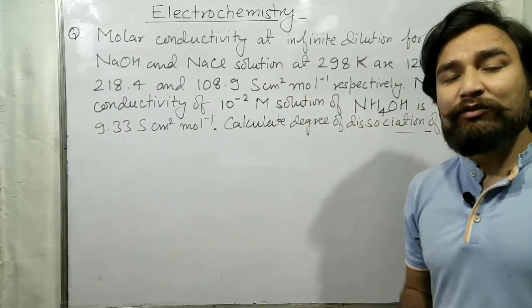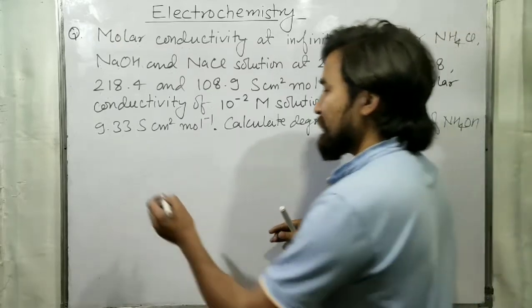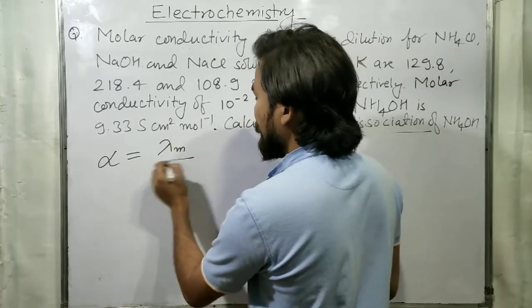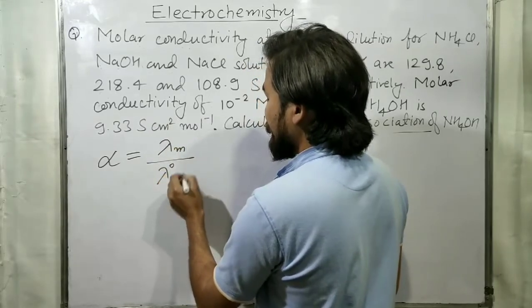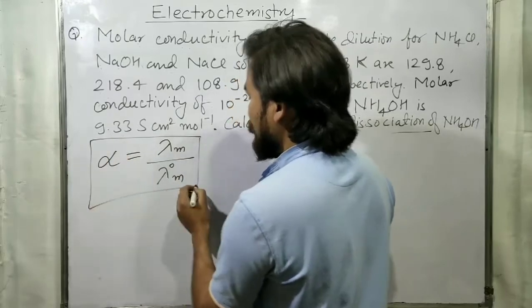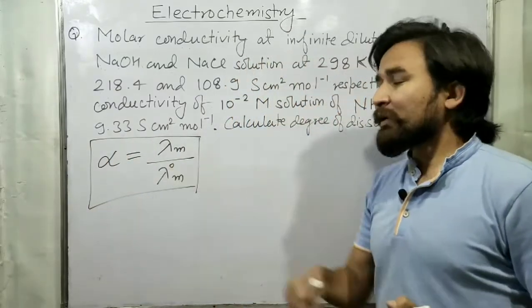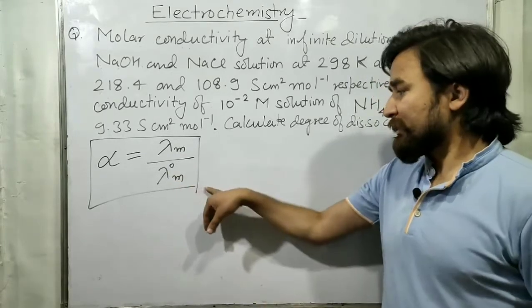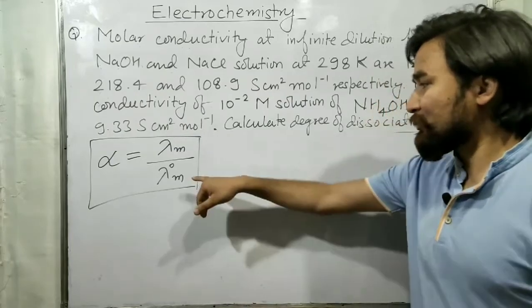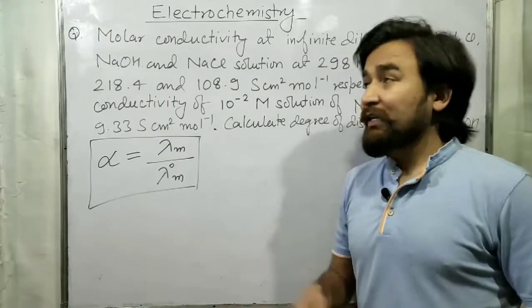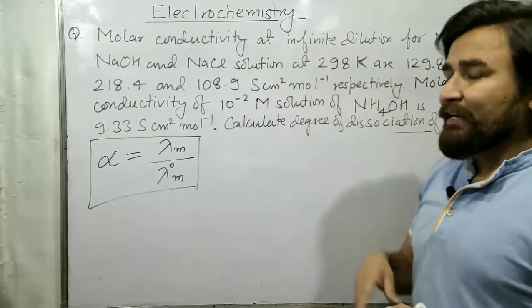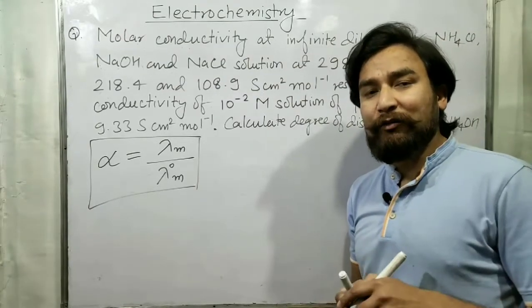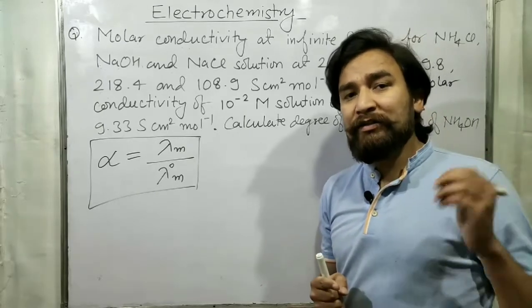Now the degree of dissociation of any substance, alpha, is equal to lambda m by lambda naught m, means degree of dissociation is equal to molar conductivity of that substance divided by limiting molar conductivity. So you have to remember this formula, because you know that limiting molar conductivity, that means molar conductivity at infinite dilution, is called limiting molar conductivity, as we have discussed in the previous lecture.